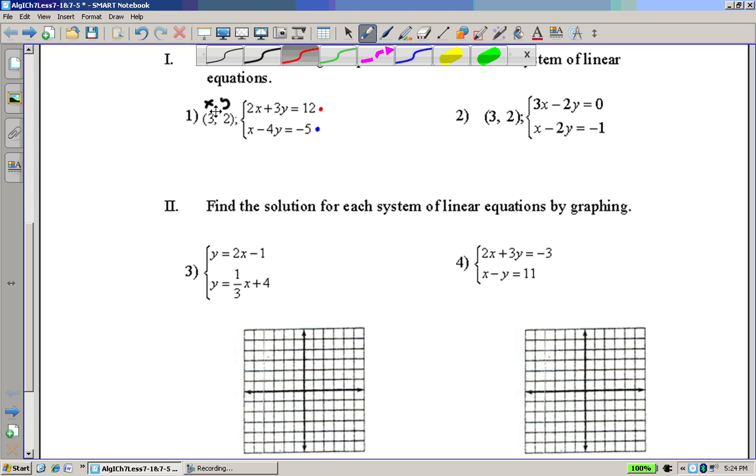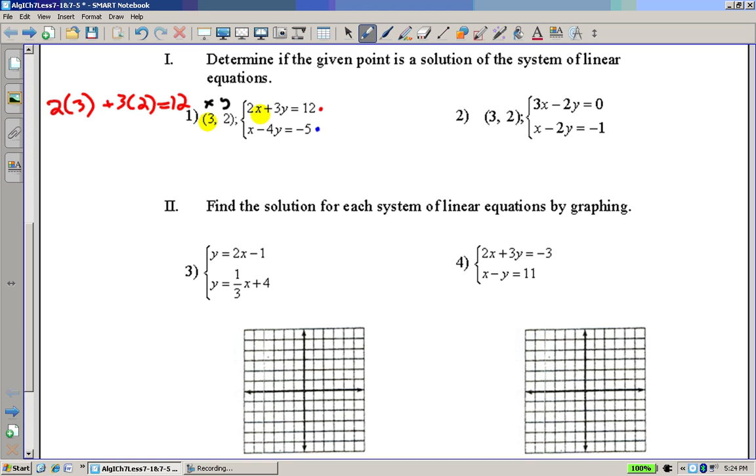Plug in 3 for x, so this is 2 times 3, plus 3 times y, which is 2, equals 12. So again, instead of the x, I'm putting a 3, and instead of the y, I'm putting a 2. That's all I'm doing. 2 times 3 is 6, plus 3 times 2 is 6, equals 12. Is that the case? Well, 6 plus 6 is 12. That checks out. So it's a solution to one of them.